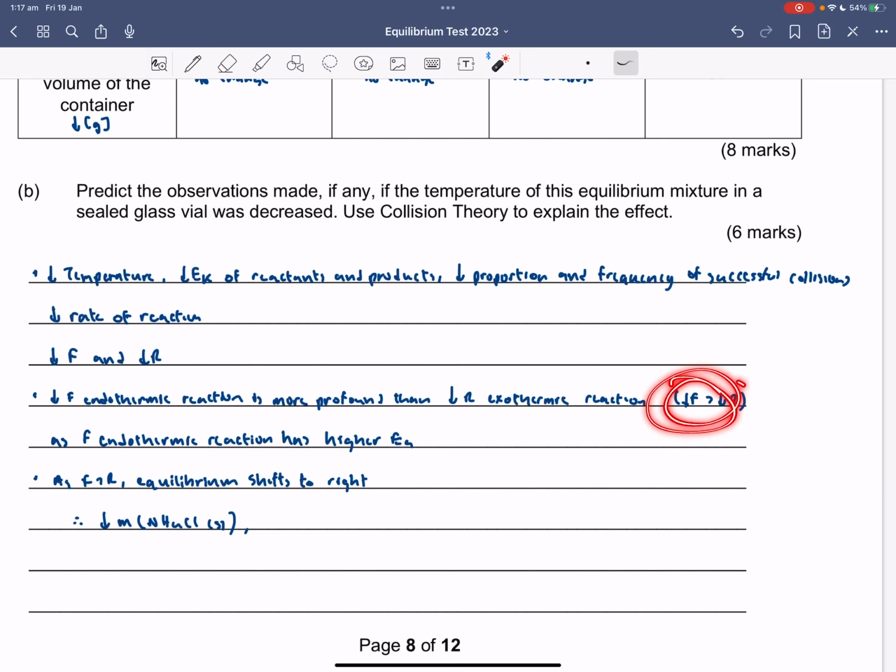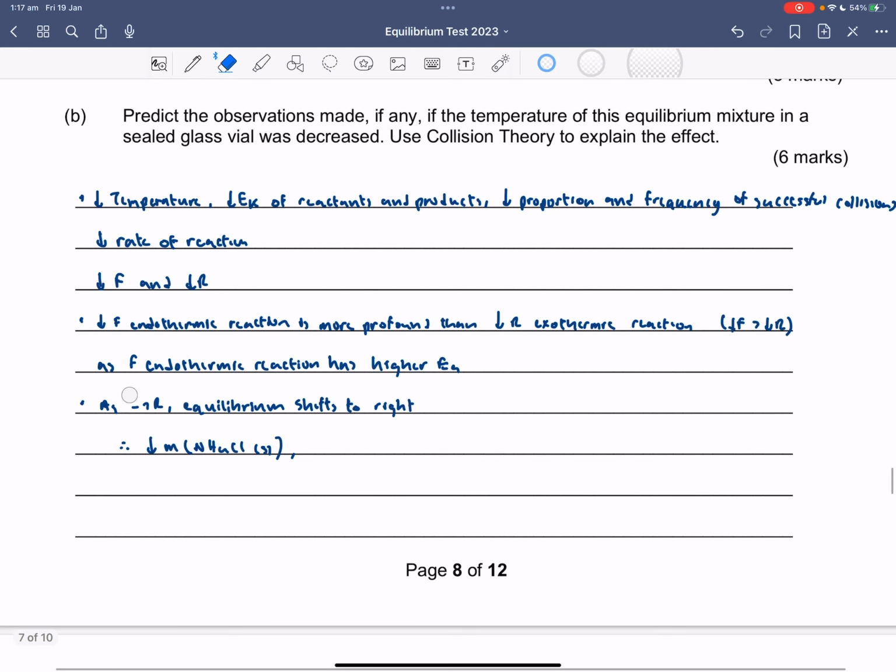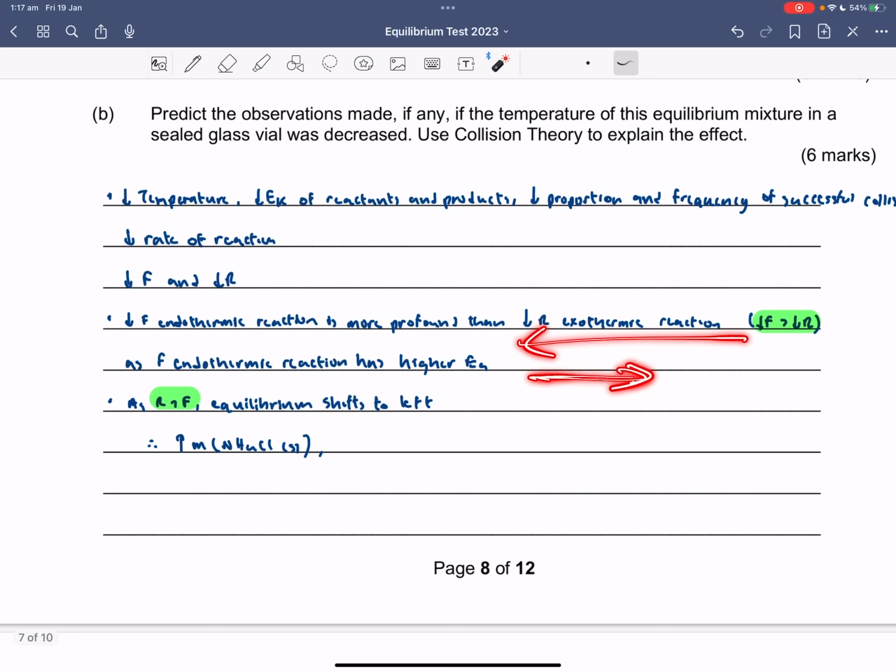The decrease in forward is more than the decrease in reverse, which means that the reverse is higher than the forward reaction rate, which means equilibrium shifts to the left, which means that in fact there's actually an increase in the mass. Okay, so that's the mistake I made. Bit of a silly mistake, but I specifically said that the decrease in forward is more than the decrease in reverse, and that means reverse is more than forward. And if reverse is more than forward, it means equilibrium shifts to the left.